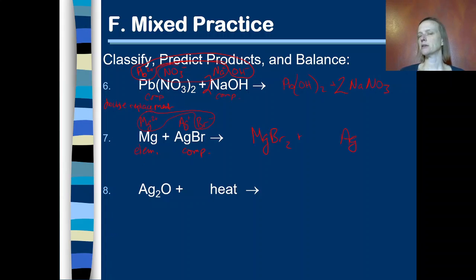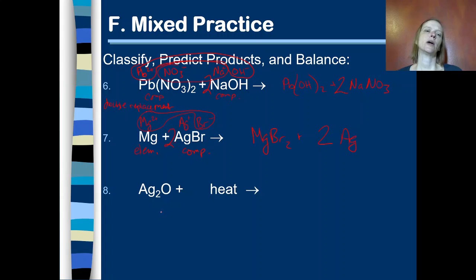Be sure, as always, that those charges never make their way into your final formulas. Okay, correct: formulas for compounds don't have charges in them. So in order to balance, I need 2 bromines to have 2 bromines over here, and therefore I need to also balance the silvers.